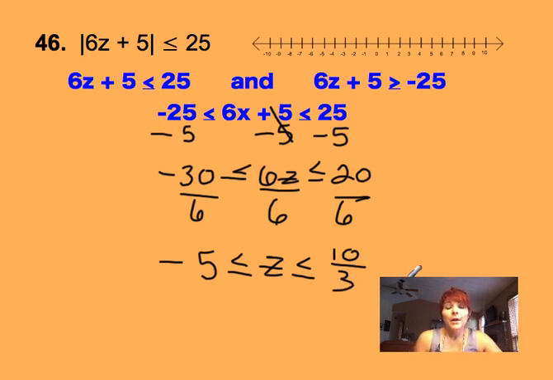So now when I write my number line, I'm going to go to negative 5. Again, this is a closed dot because there's an equal sign. And before I draw any arrows, let's think about 10/3. That's about 3 1/3. So I'm going to put my dot between 3 and 4, closer to 3, because it's about 3 1/3. And since this is an in-between problem, I'm going to draw a line between those two dots. And notice both dots were filled in because they're both equal to symbols. So that's how I would graph number 46.